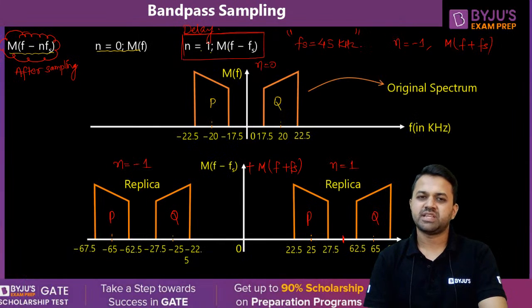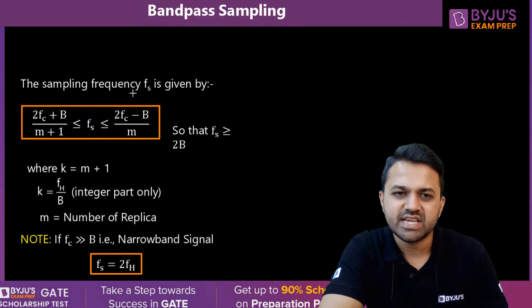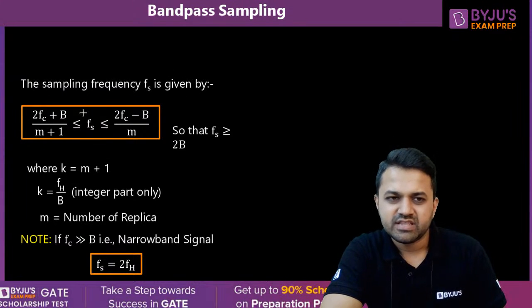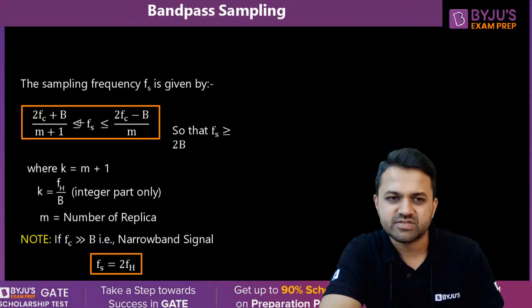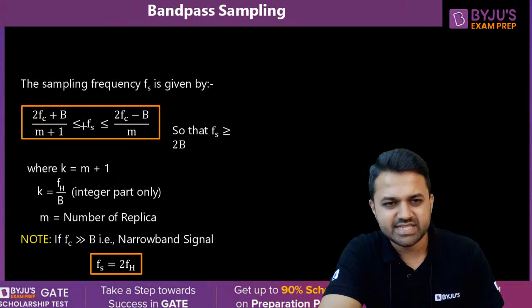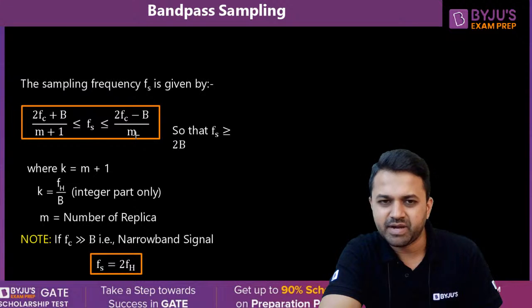So what should be the value of the sampling frequency? The sampling frequency is calculated by this formula, which is (2fc plus b) divided by (m plus 1) less than or equal to fs less than or equal to (2fc minus b) divided by m.